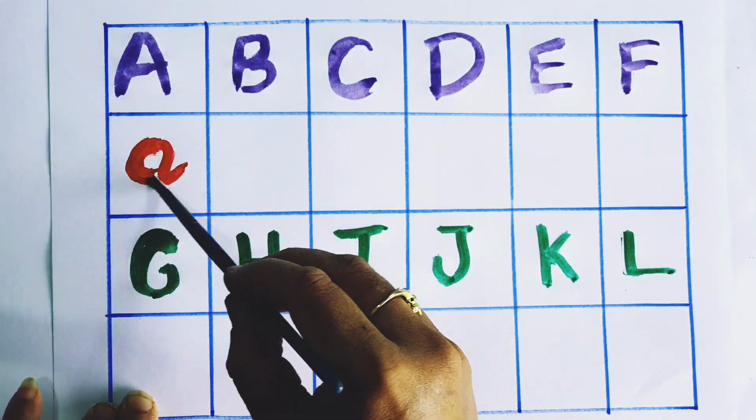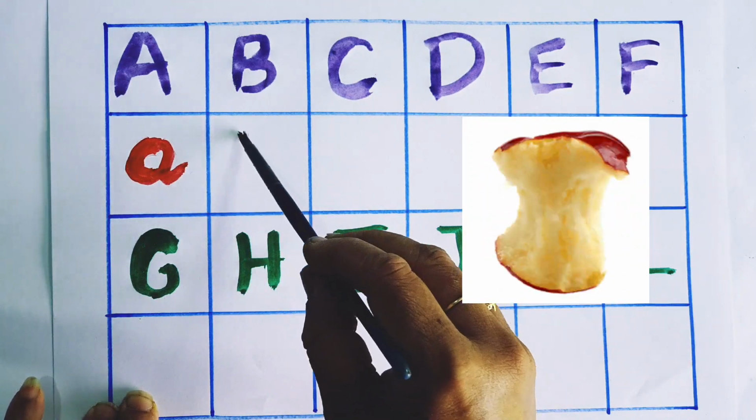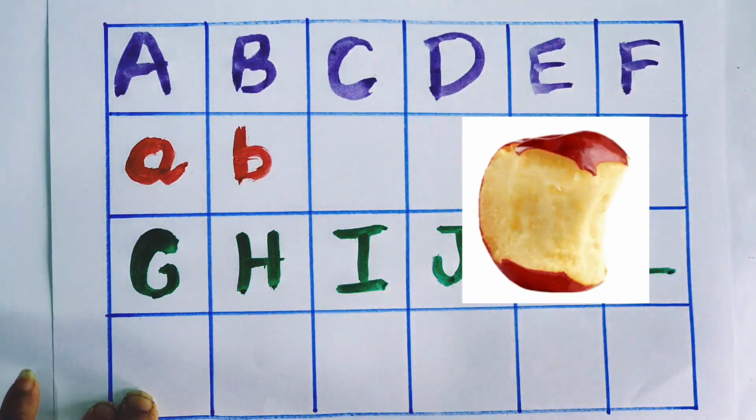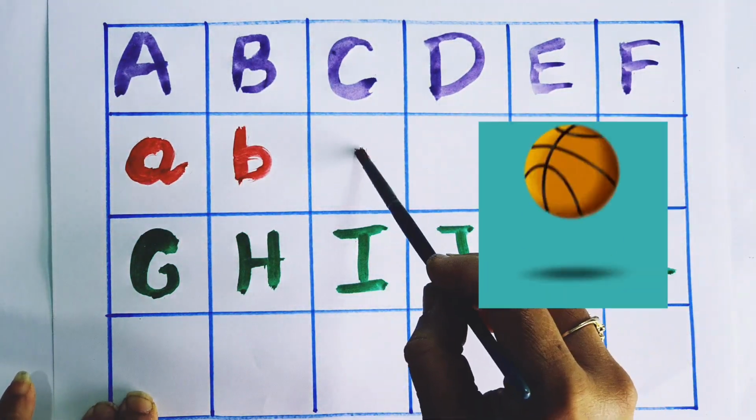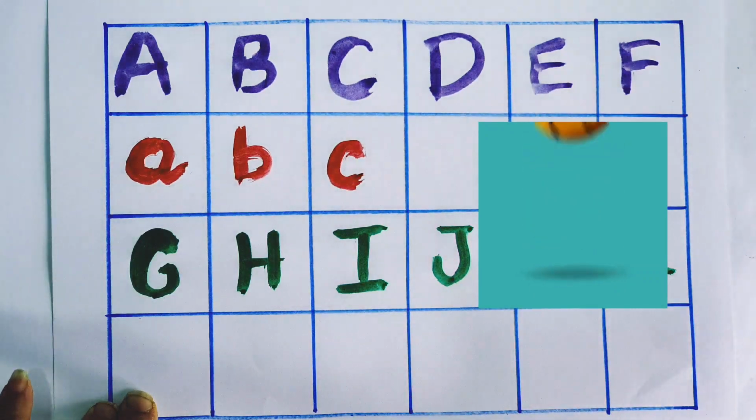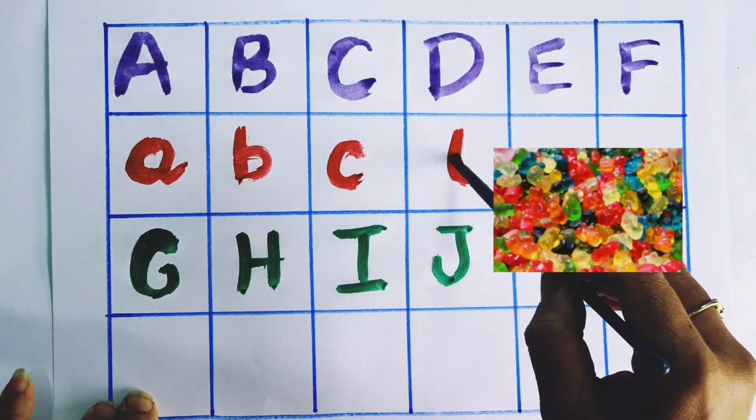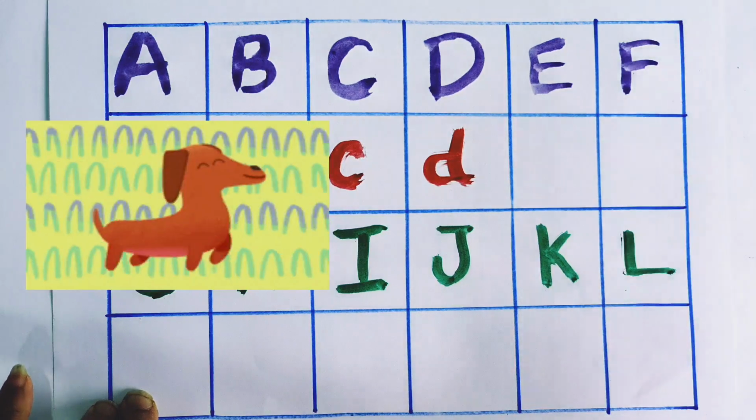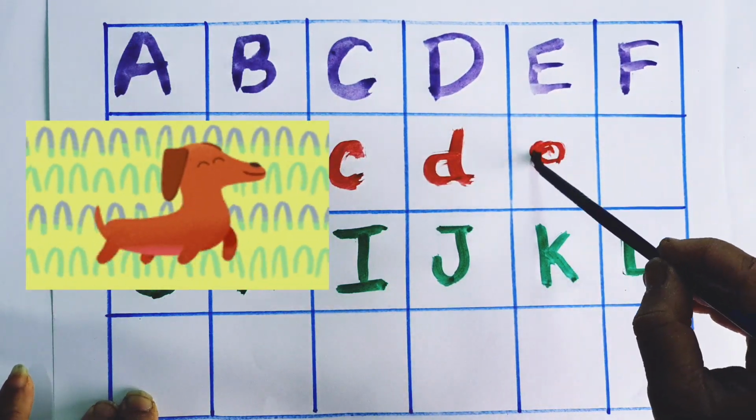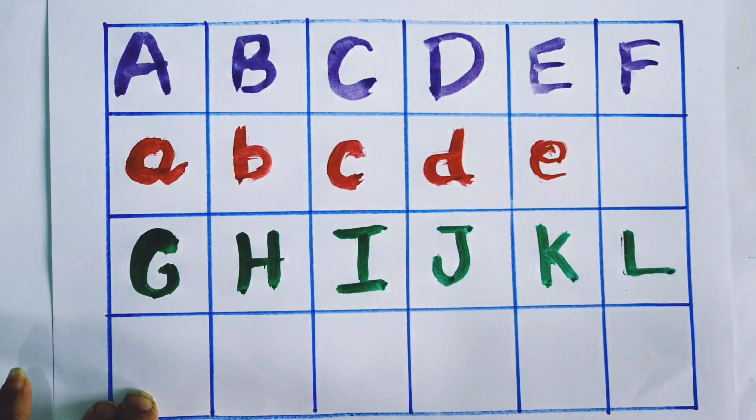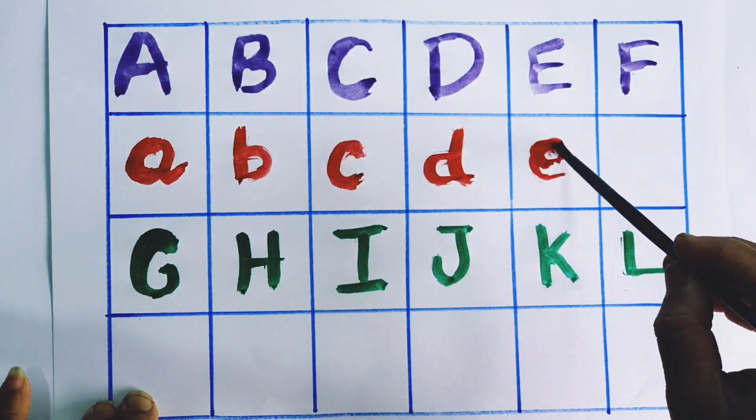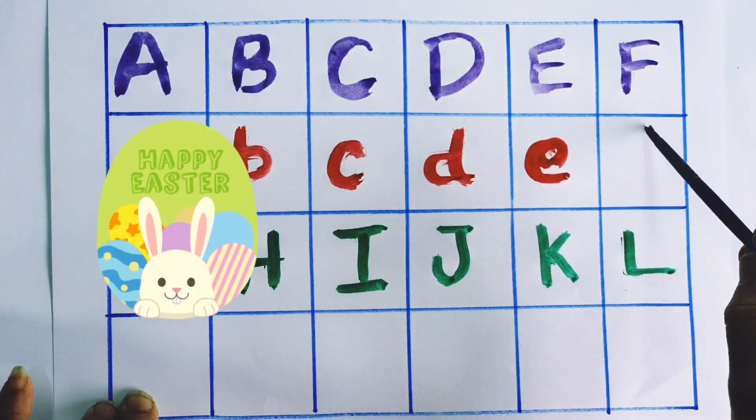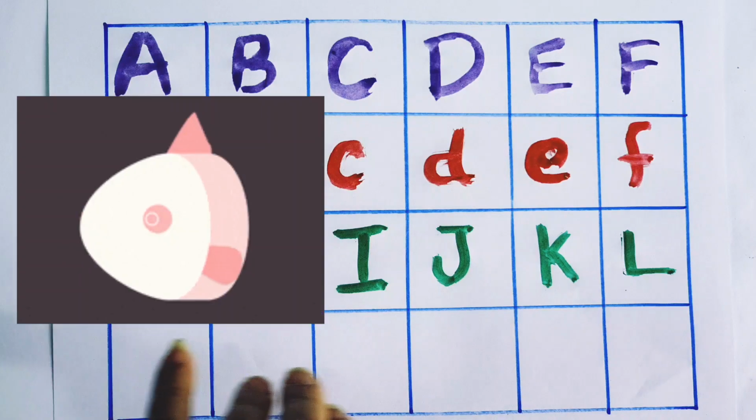A for apple, red color. B for ball. C for candy. D for dog. E for egg. F for fish.